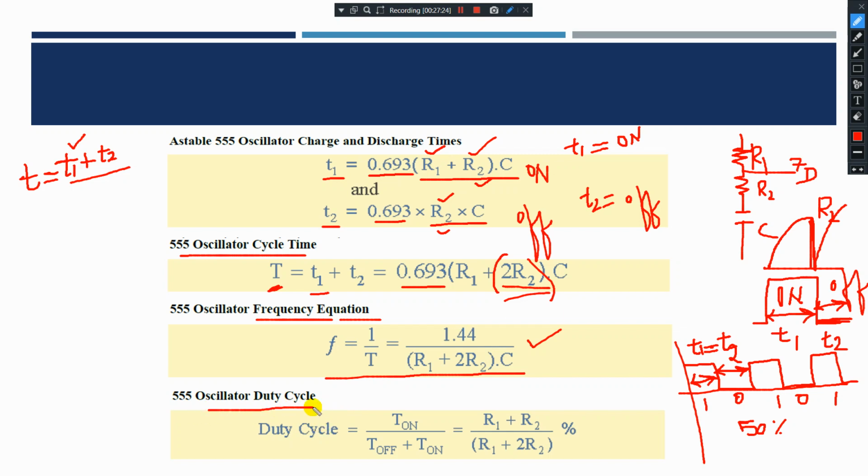Okay, coming to the last one, duty cycle. So duty cycle is equal to T on divided by T on plus T off. Which resistors are responsible for T on? R1 plus R2. For T on plus T off, R1 plus 2 times of R2. So this gives you the duty cycle of your astable timer. Okay, these are the formulas you need to remember. Very, very, very important to solve the problems.